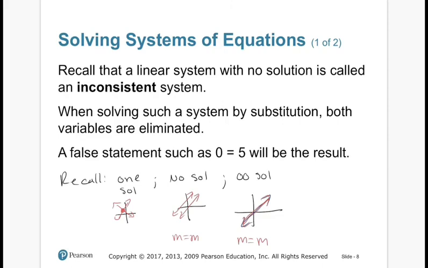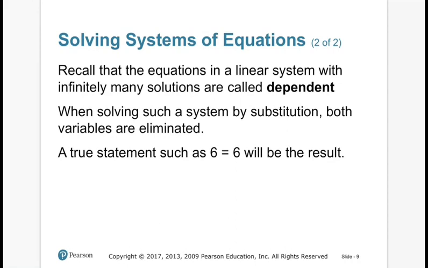Recall that a linear system with no solution is called inconsistent. So when it has no solution, this is considered inconsistent. When solving such a system by substitution, both variables are eliminated, and a false statement will be the result. So when there's no solution, your statement will be false. Also, recall that the equations of a linear system with infinitely many solutions are called dependent. When solving such a system by substitution, both variables are eliminated, and yet we get a true statement. So let's see this.